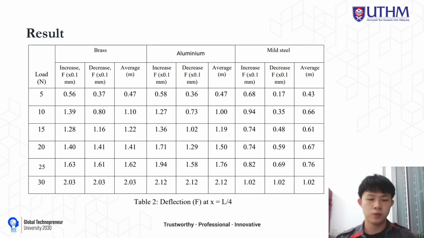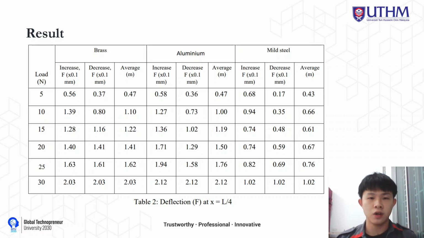Next, I would like to proceed to table 2, which is the deflection at x equal to L divided by 4. For the specimen of brass, the least average deflection is 0.47 meter, while the load is 5 Newton. The greatest average deflection is 2.03 meter, while the load is 30 Newton.